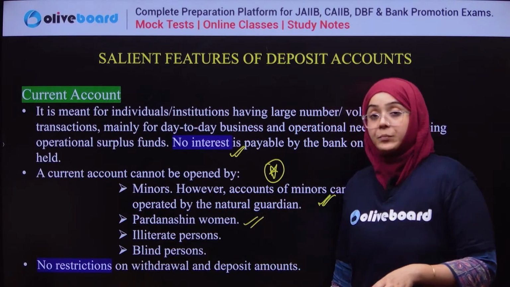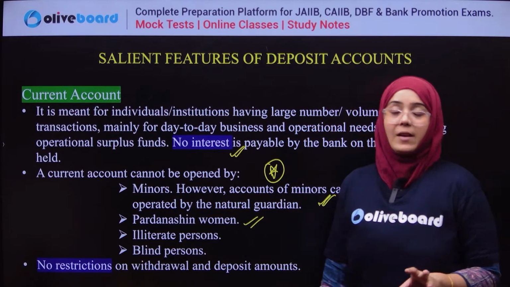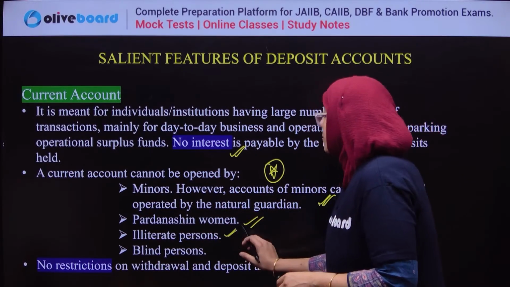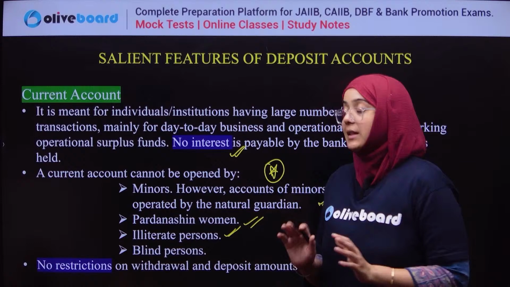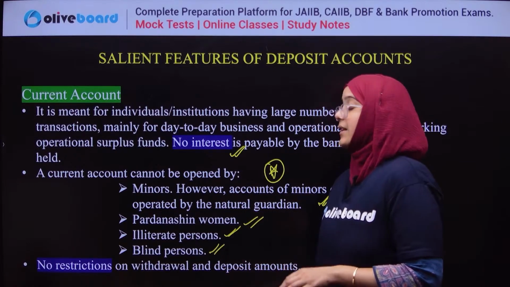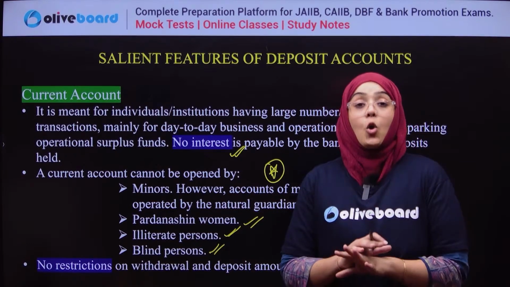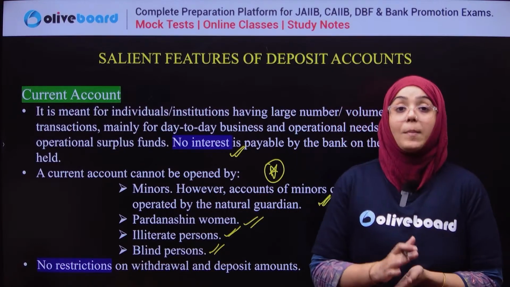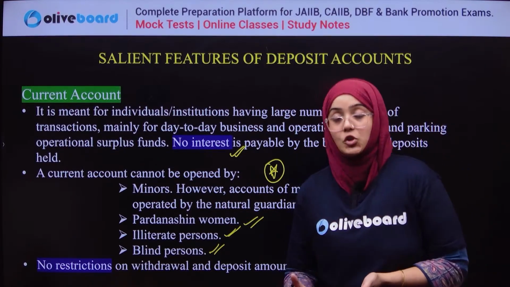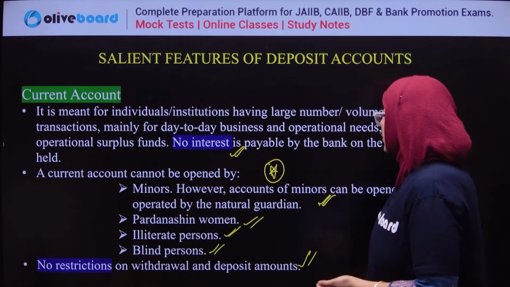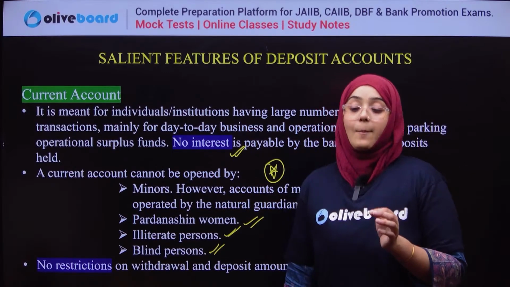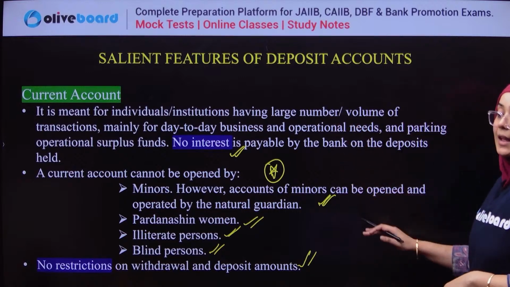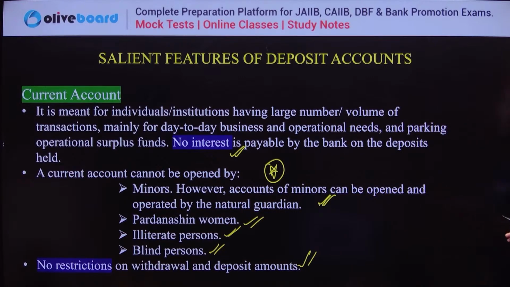Further, a person who is completely invalid cannot open a current account. Illiterate persons and blind persons are also not eligible to open a current account. These are the individuals who are not eligible. In the current account, because it is meant for business transactions, obviously no restriction on withdrawal or deposit amount is to be taken. So these are the salient features of the current account.